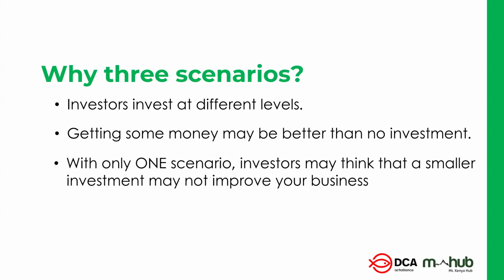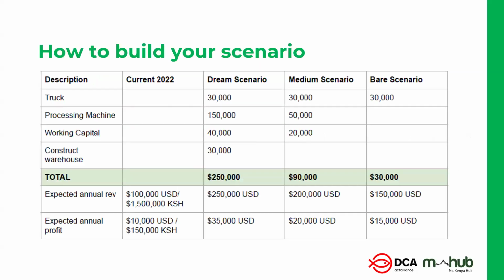So why the three scenarios? So investors invest at different levels. Getting some money may be better than no investment. The other one is, with only one scenario, investors may think that a smaller investment may not improve your business. And I have seen that where some of these big companies apply for funding in my organization and they're asking for 500,000. At times we feel that it is too small an amount to actually make an impact to their businesses.